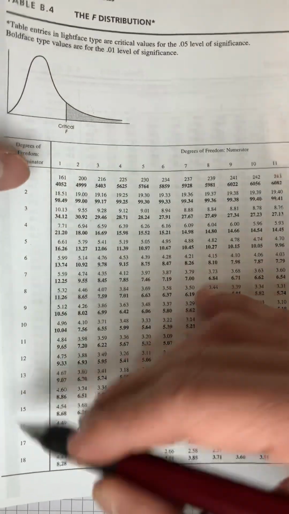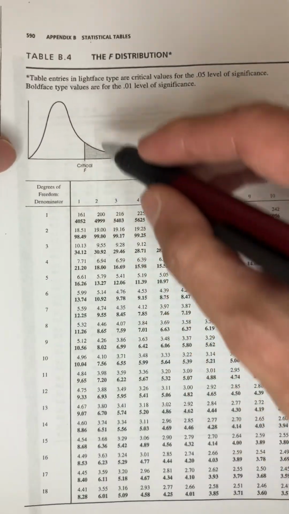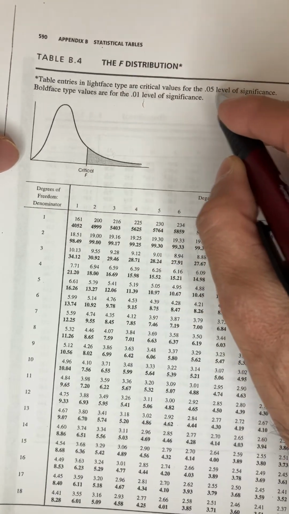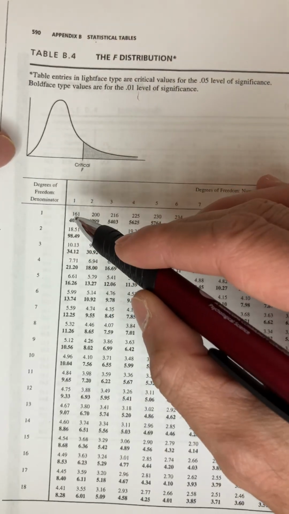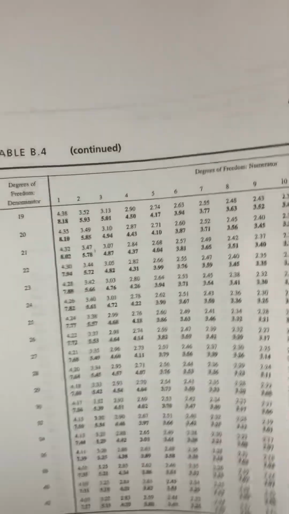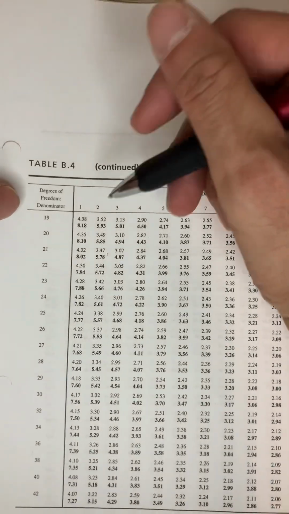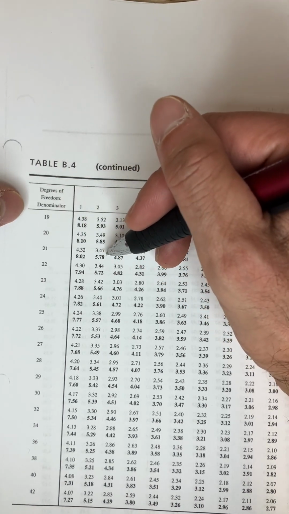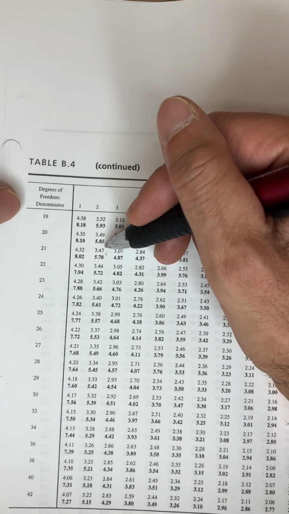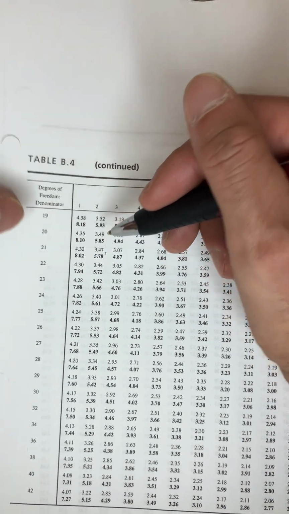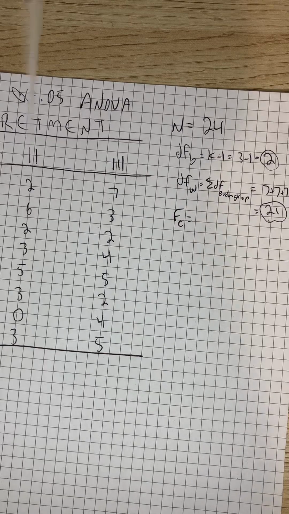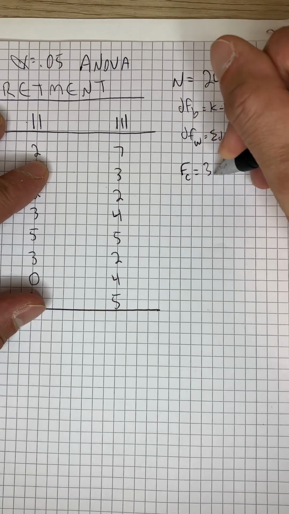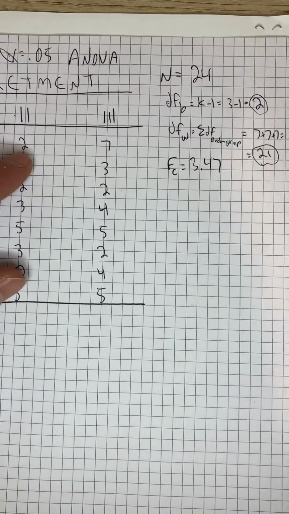So this goes to 18. And also, we're looking for the 0.05 level, that's the light phase, so that's the top number. So let's turn our page and get degrees of freedom 2 for the between. And here we want 21. So we have degrees of freedom 2 and 21. The light phase type is 3.47. So 3.47 is our critical value.